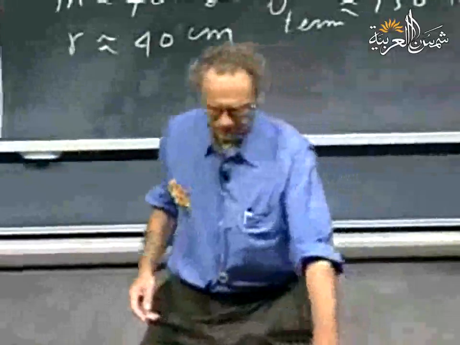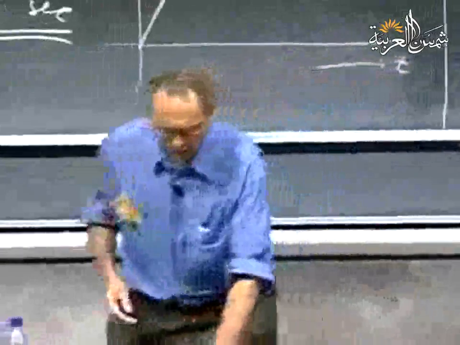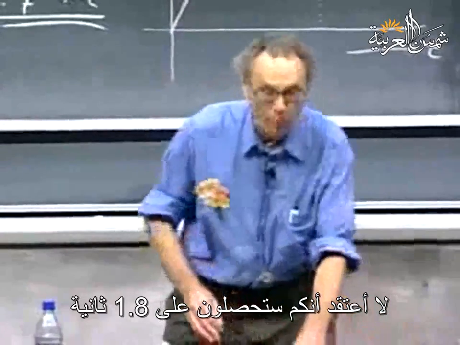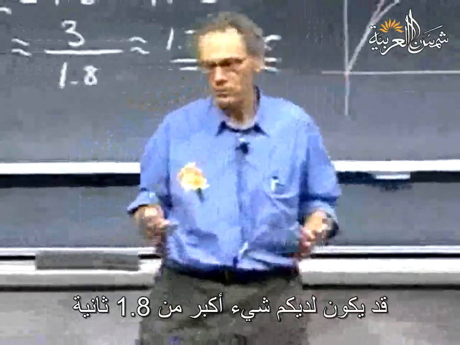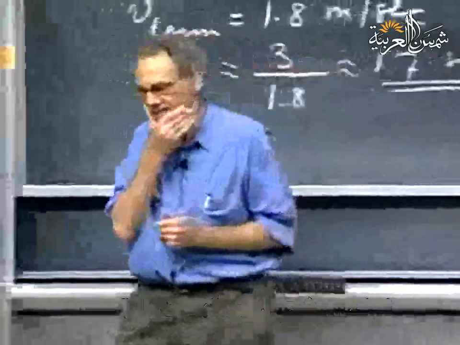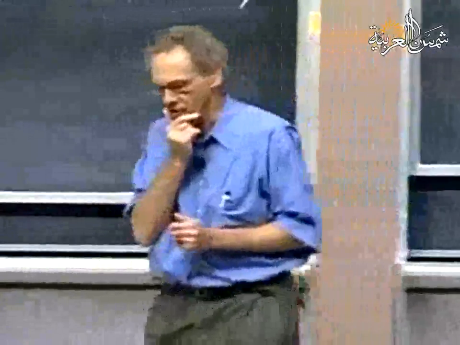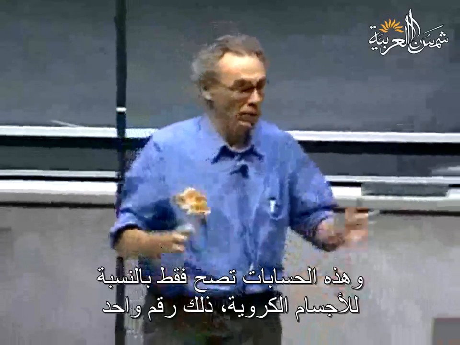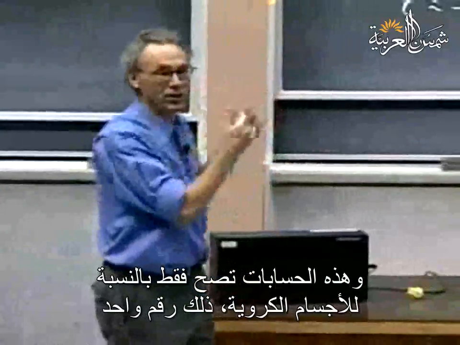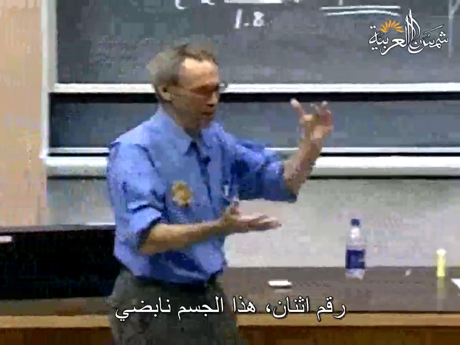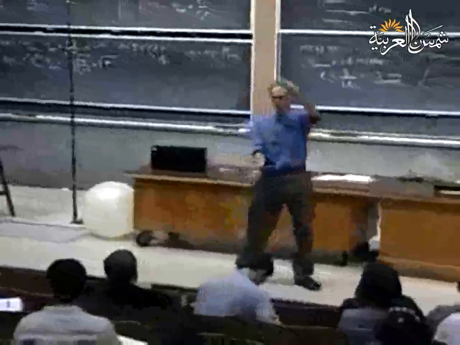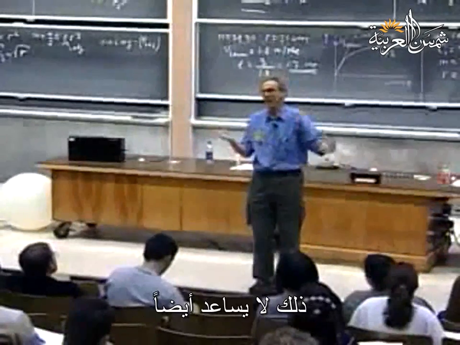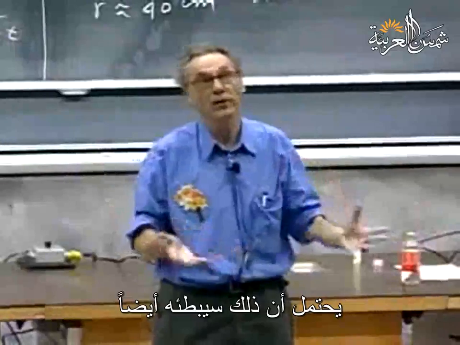We'll give more light. And we're going to throw this object, and I don't think you're going to get 1.8 seconds. You may get something that is larger than 1.8 seconds. And the reasons are the following. Number one, this is not a perfect sphere, and only for spheres do these calculations hold. Number two, this thing is very springy, so the moment that I let it go, it probably goes in some kind of oscillation. That doesn't help either. That will probably also slow it down.